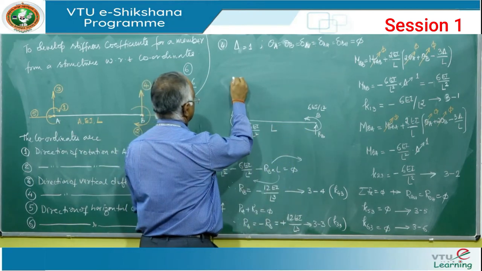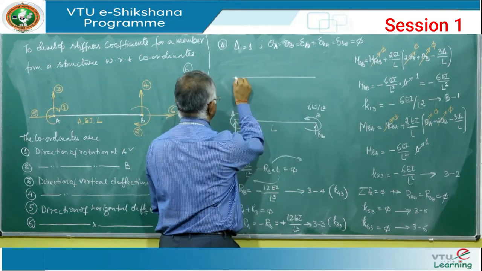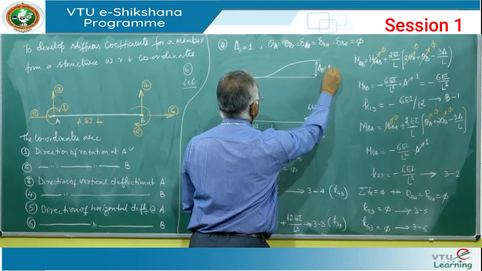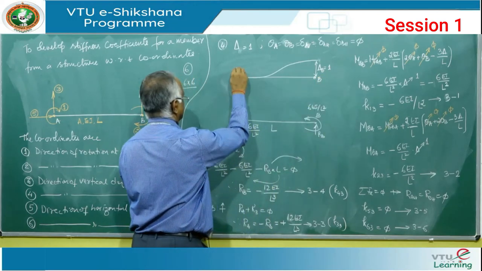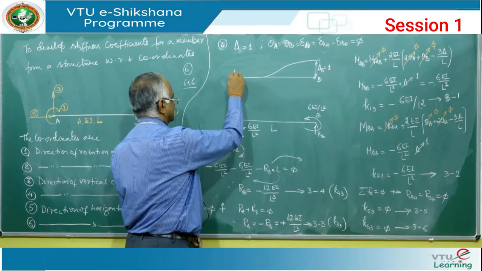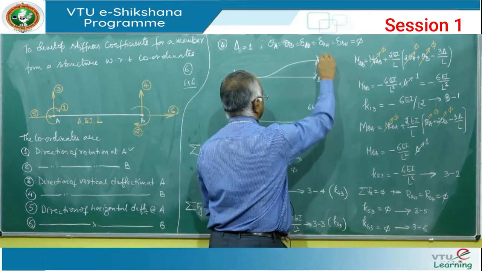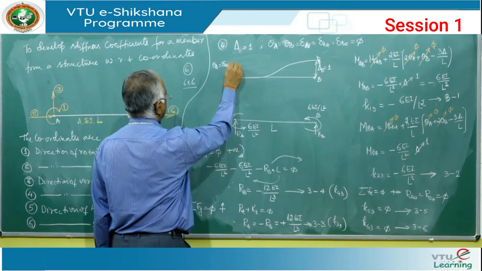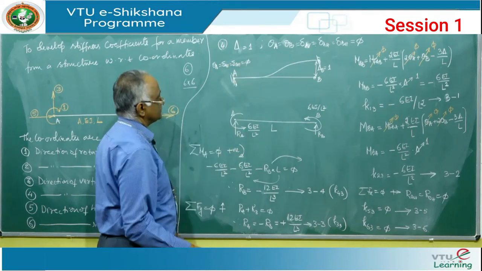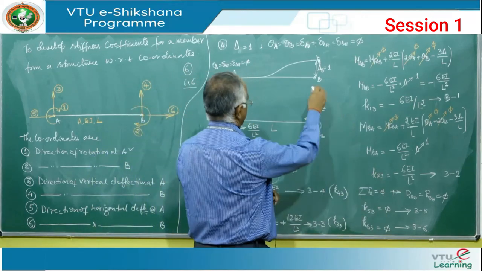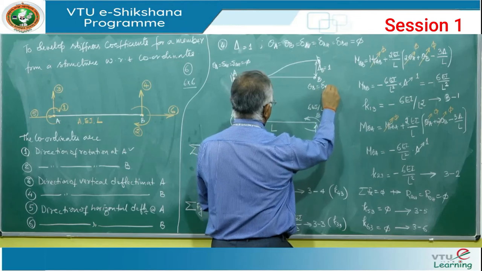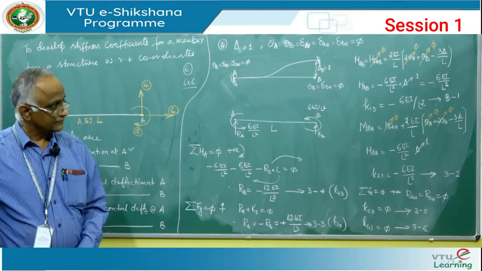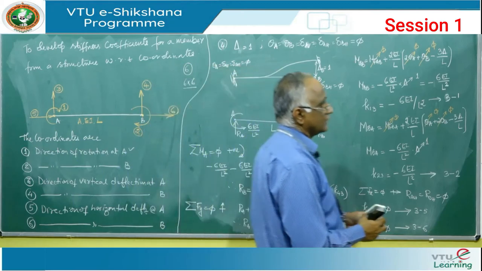Now, let me give this condition: delta B equal to 1, that is your B, your A. To get that condition, let me introduce the supports at A and B as fixed. So in this case, I can put theta A, delta AV, delta AH equal to 0. And here, theta B, delta BH equal to 0. Same conditions now.